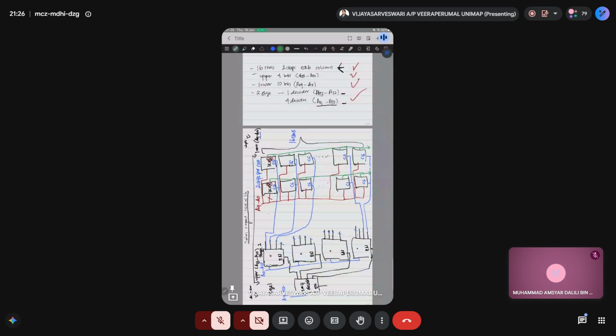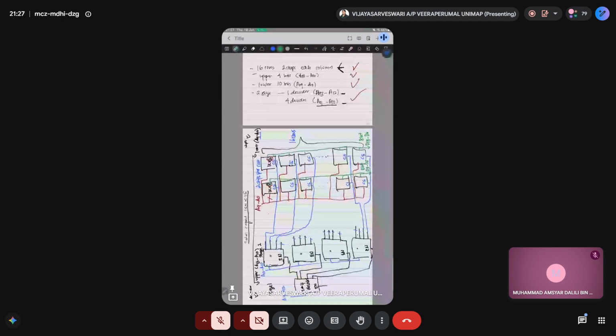Okay. Dekat sini adalah from D7 to D0, and then this one will be from D15 to D8. Kenapa D0 sehingga D7? Sebab kita perlukan only 8 bit. Kalau you tengok dekat sini adalah 8 bit. So we need only 8 bit, and this will be our 8 bit.